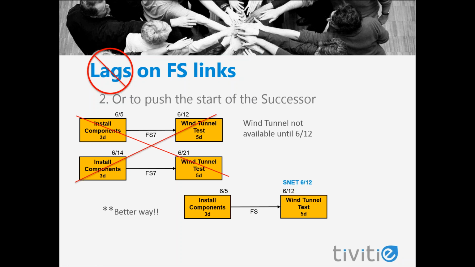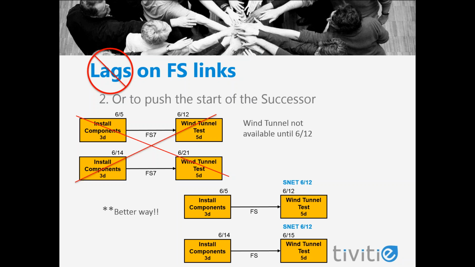A better way to handle this kind of a scenario is by using a start no earlier than. So what we've done is we've applied a start no earlier than date to our wind tunnel test of June 12th. What that's done is it's pushed out the wind tunnel test past the end of the install component so that it's originally scheduled to start on June 12th. Then, if the install components task should get delayed, it will not push out an additional 7 days. What it will do is it will just take into the calculation that start no earlier than date. So now we have the wind tunnel test starting immediately following the install components.